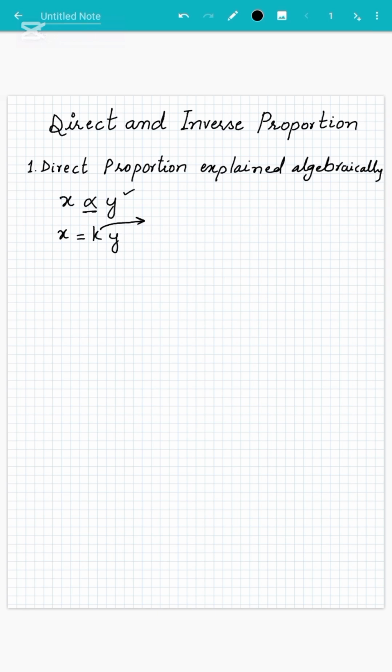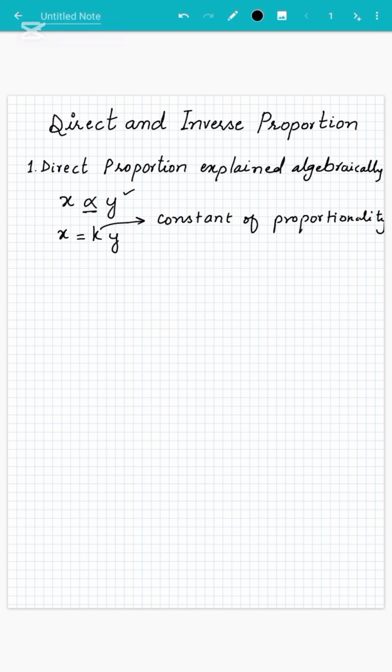What is this k called? This k is called the constant of proportionality. It means that this is a constant. It will remain the same throughout the situation. There will be a scenario, and in the same scenario, k's value will remain the same.